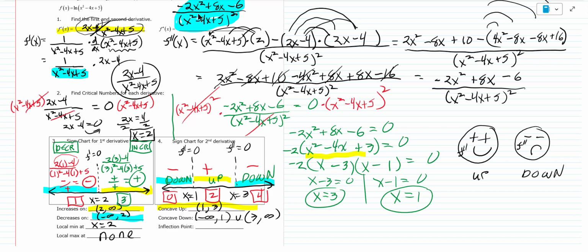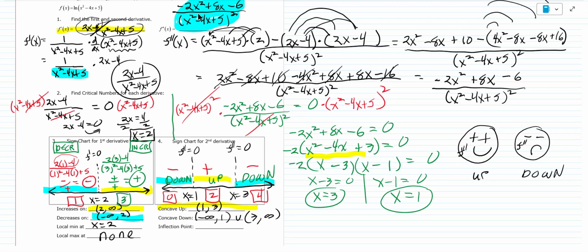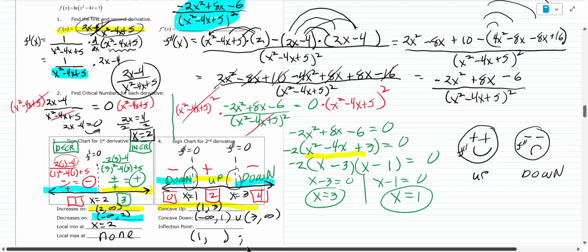Do you guys remember what an inflection point is from last class? Why is it an inflection point? Because the concavity changed, good. The concavity changed from down to up and then up to down, so you have 2 inflection points. And when I say give an inflection point, you have to give me both the x and the y value. So we got that.